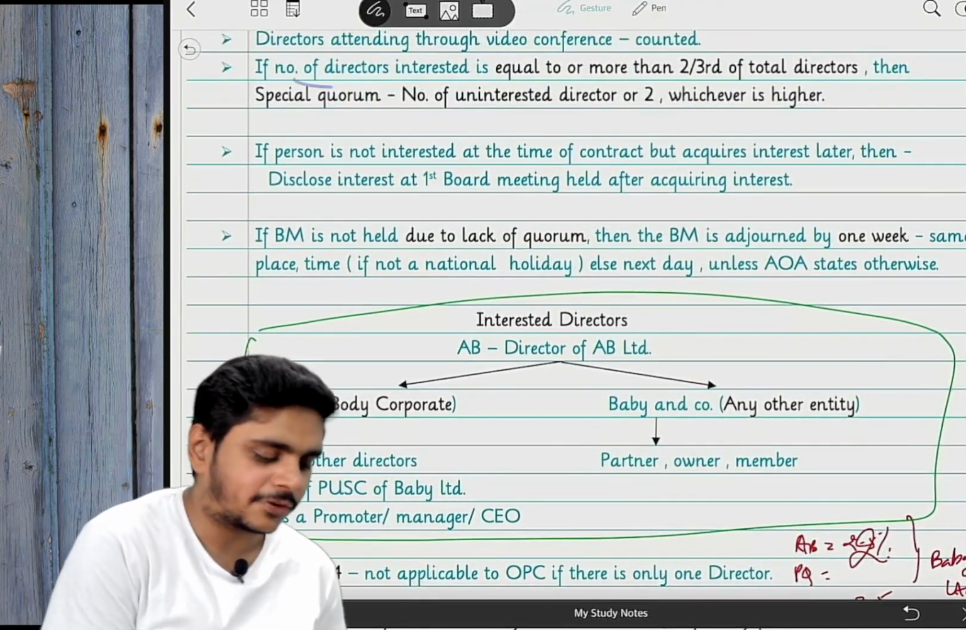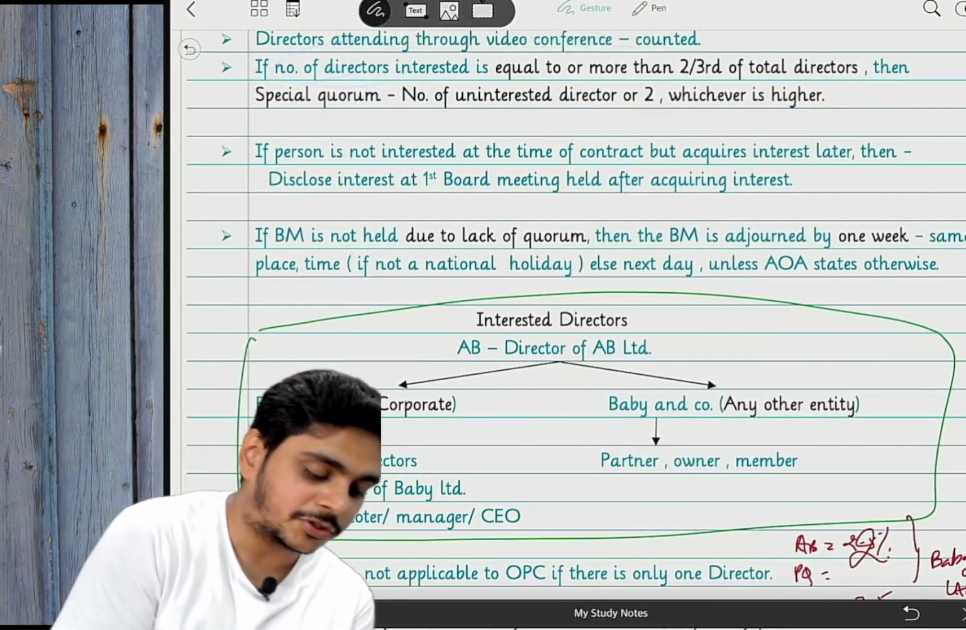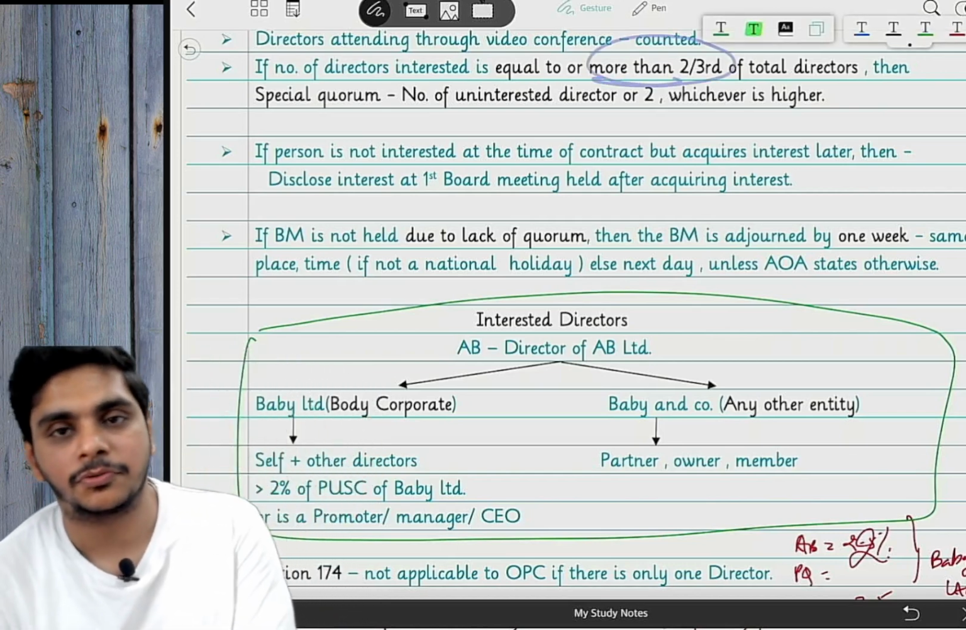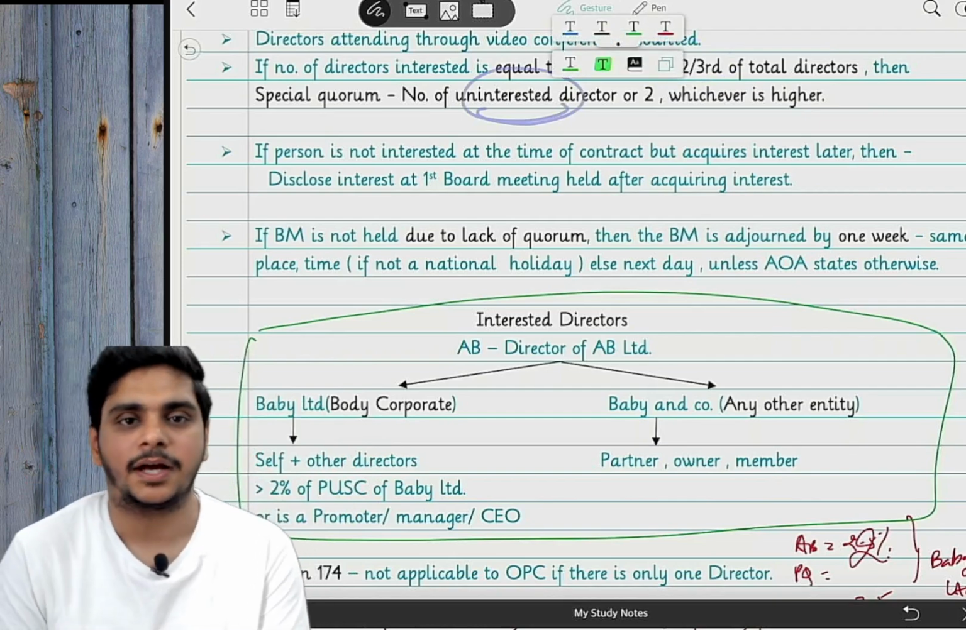So if in the question they have given interested directors, first check whether there are interested directors. Yes, sir, they have given. And if the number is more than or equal to 2/3 of the total, then how much is my quorum? Number of uninterested directors or 2, whichever is higher.